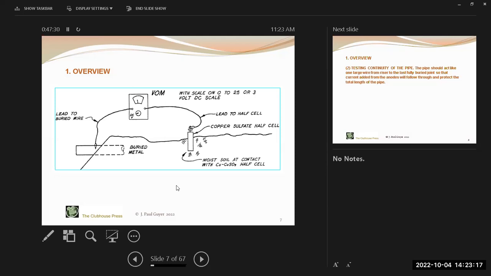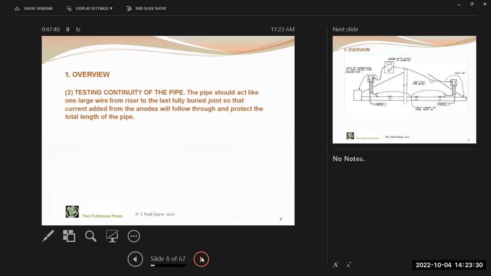The next test is for continuity of the pipe, that is, the pipe is in the electrical circuit that you've constructed, and so it has to be continuous. In other words, it has no breaks in it, and it's acting just like a big wire. The pipe needs to have its continuity tested.